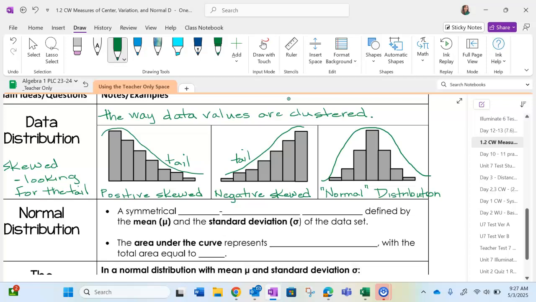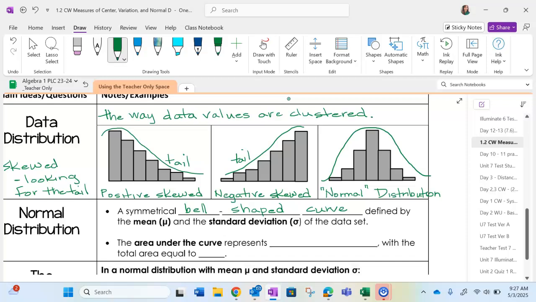But back to the normal distribution. It is symmetrical. It looks like a bell-shaped curve. It does. Kind of looks like a bell. Okay? And it's defined by the mean and the standard deviation. The mean and the standard deviation is what makes this normal distribution.